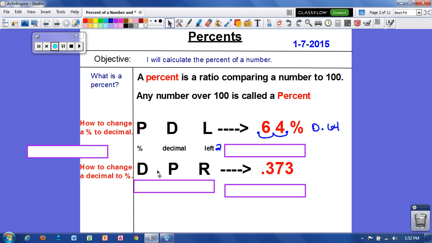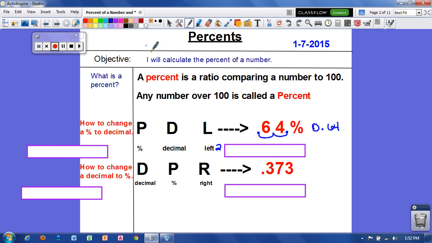Now, if we wanted to change a decimal to a percent, we're just going to do the opposite, and we are going to move right. And again, it's still going to be 2 places to the right. So we have this decimal here, 0.373. I'm going to take that decimal and hop to the right 2 places. So 0.373 would be 37.3%.